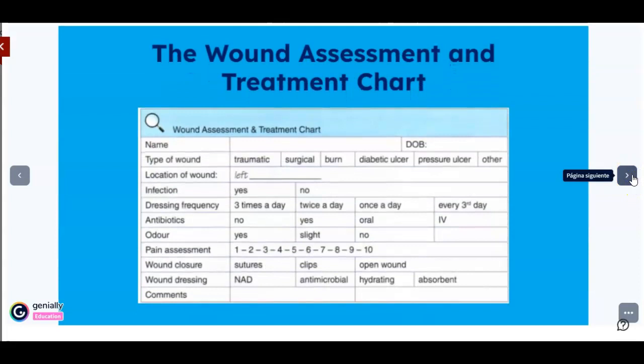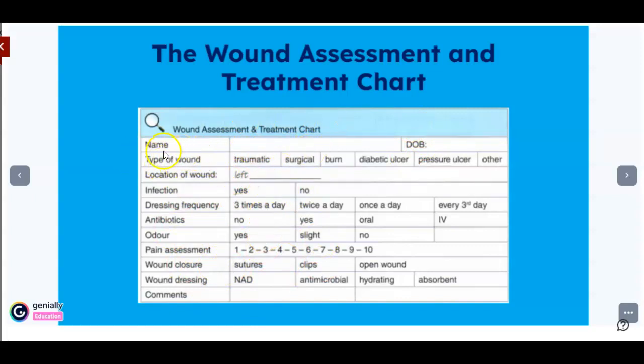Something else that is necessary when you are assessing a wound is this beautiful chart. Similar to the previous charts that we have been using to fill in reports, we have different information. Here we have the name, date of birth of the patient. And now observe the type of things that we can include in this chart.